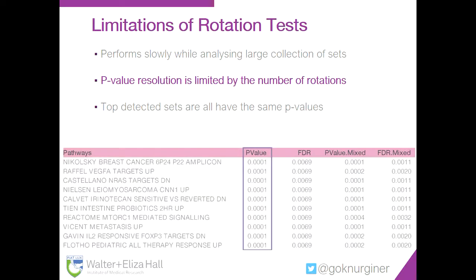Then it takes a while to run all these tests on these databases, these pathways. With the most commonly used method, the rotation test, it takes 20 minutes, which is a lot of time. And the p-values are all the same because they depend on the number of rotations you are using. So you would like to distinguish which pathway is more important in breast cancer. For example, there is the Nikolovsky breast cancer set of genes. You want to be able to distinguish that from the second one, but you can't do that.